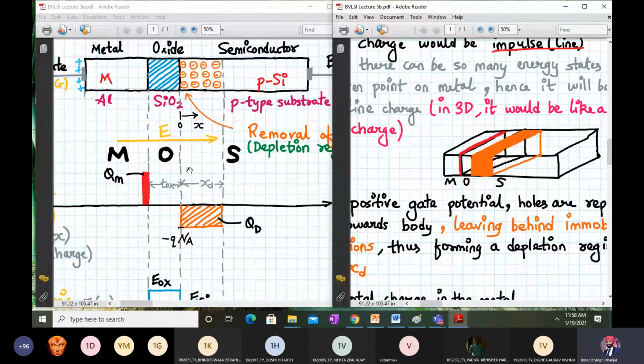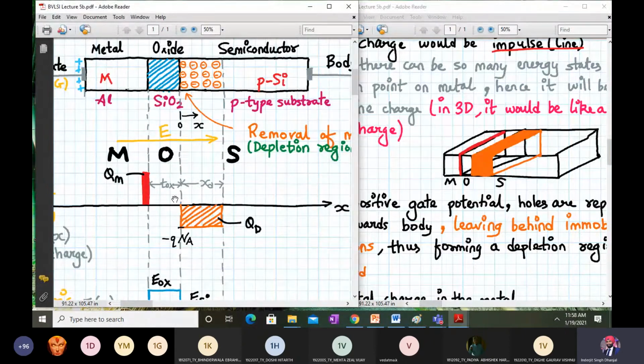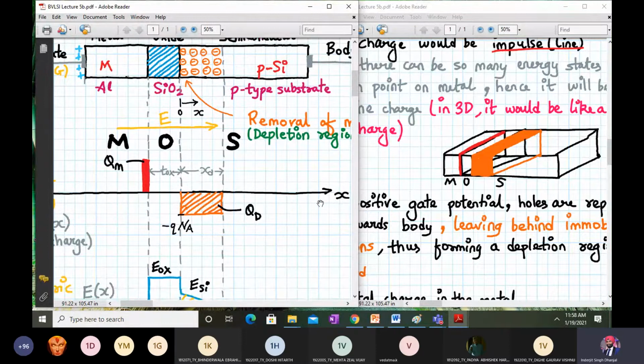Due to the positive gate potential, the holes are repelled away towards the body, leaving behind the immobile dopant ions, thus forming a depletion layer. The charge in the depletion layer is negatively charged. So we have drawn this x-axis for distance, and below the x-axis, in the metal and oxide layer, we have a positive charge which is denoted by QM.